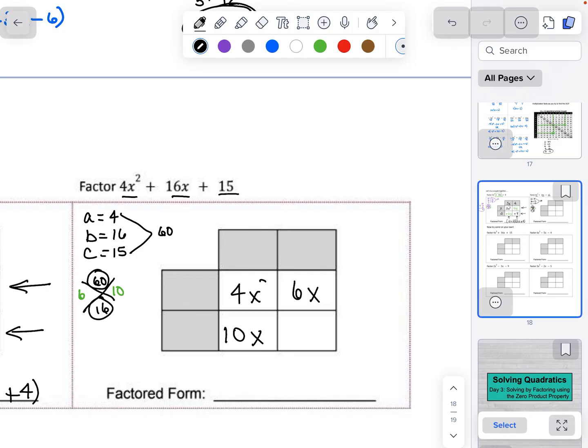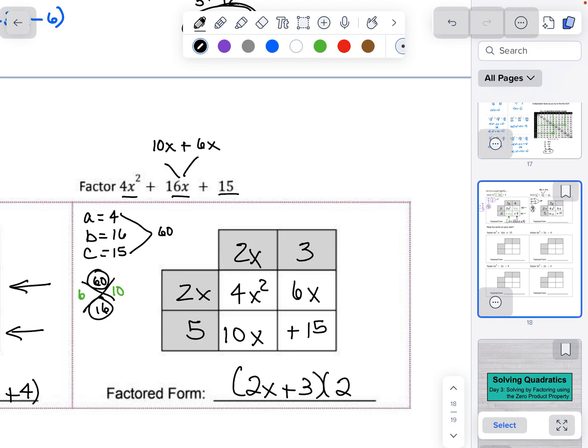And then I have 4x squared and 15. So really I'm just breaking this up to be 10x plus 6x. And these two share a 2x and a 5. These two share a 2x and a 3. So this factors to be 2x plus 3 times 2x minus 5.